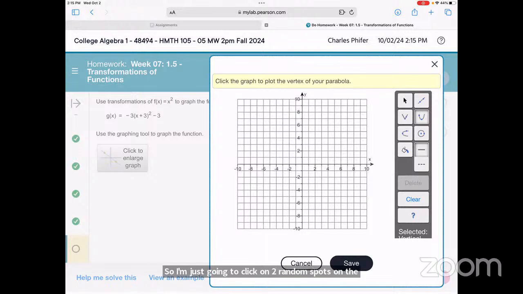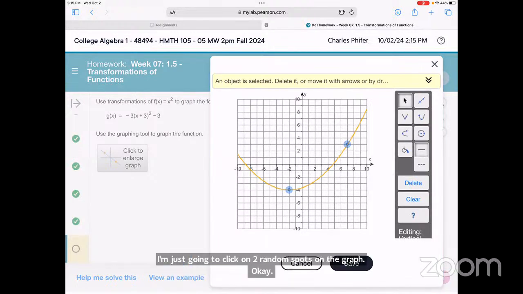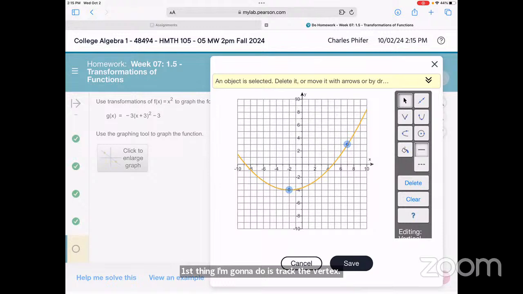First thing I'm going to do is track the vertex. Normally the quadratic starts at the origin. We have a total of 1, 2, 3, 4 transformations at play here. This is like the standard form of a quadratic, so it automatically tells us the coordinates of the vertex. This is saying we will go left 3 and down 3. So the vertex should be -3, -3 right there.